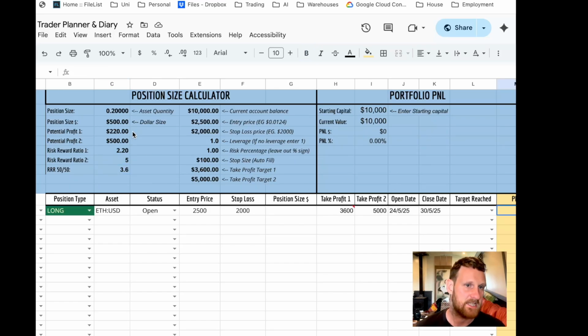So let's say we take this trade here and we hit take profit 1, $220 in our P&L. You can see the current value of the portfolio increases. You can see the size of the stop loss increases, and you can see your position size for the next trade is now increased. Let's say we have another win at take profit 2, 500 on a second trade. Once again, portfolio value increases, stop loss increases, position size increases.